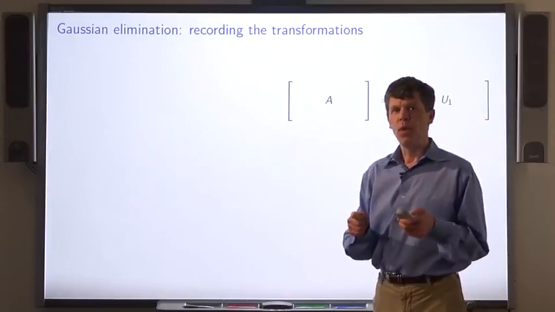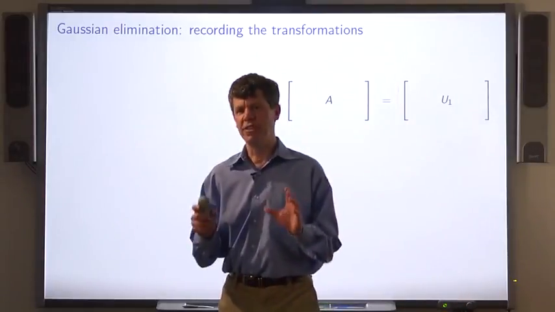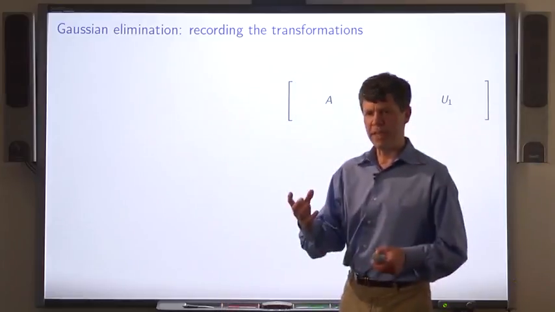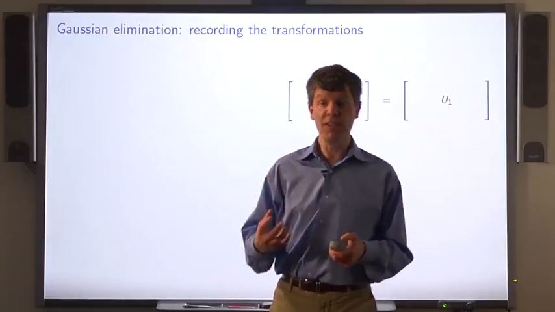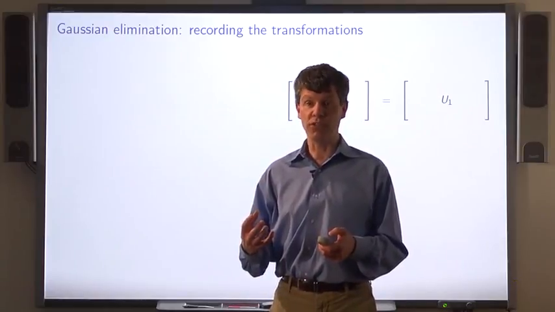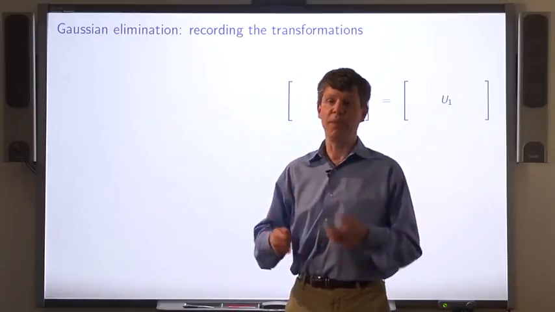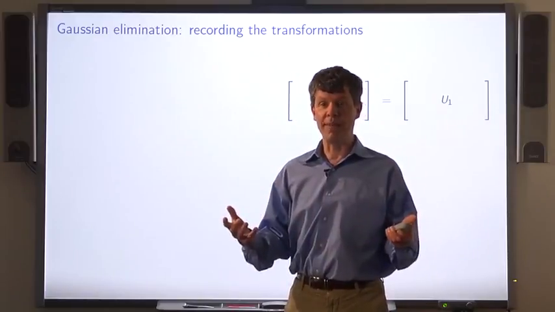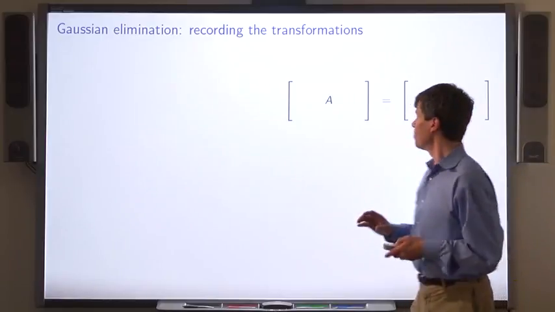Now let's see what it means to record the transformations. Let's recall how Gaussian elimination works. You start with a matrix, and you start performing these elementary row addition operations on the matrix to change the matrix. Eventually, the rows of the matrix can be reordered to get a matrix in echelon form. We're going to keep track of those transformations.